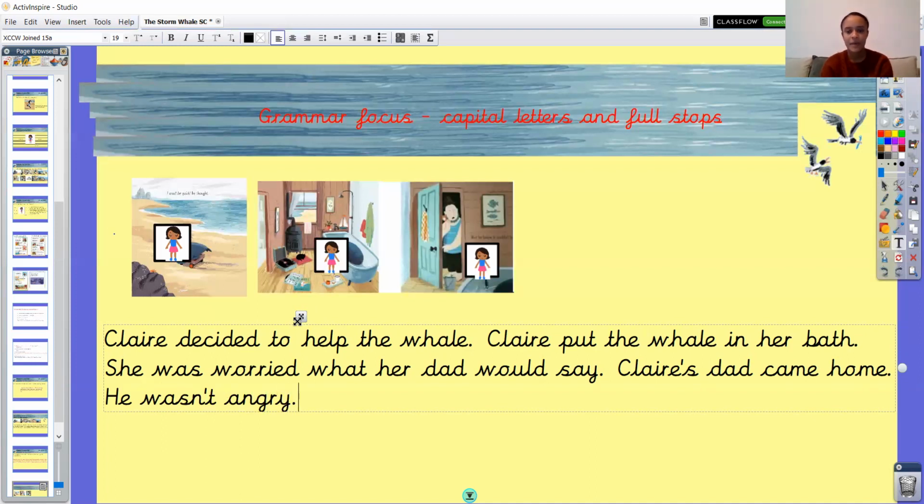Claire decided to help the whale. Claire put the whale in her bath. She was worried what her dad would say. Claire's dad came home. He wasn't angry. What did he say then? What do you think he's saying in that picture? I think he's saying, you need to take the whale back. So do we think we should write that in our picture for now, or do you think that'll come in our next picture? Well, I'm going to go back and have a look at the next picture and see whether I need to write that now or in the next part of our story.